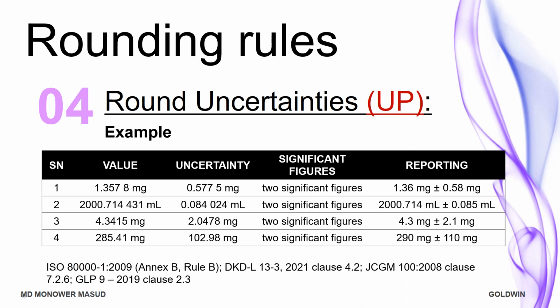Example 1. Calculated value is 1.3578 mg and uncertainty 0.5775 mg for two significant figures. Reporting results will be 1.36 mg plus or minus 0.58 mg. Other examples are presented in the table. If you need information, please check ISO 80000-1:2009 Annex B Rule B, DKD-L 13-3:2021 Clause 4.2, JCGM 100:2008 Clause 7.2.6, GLP 9:2019 Clause 2.3.